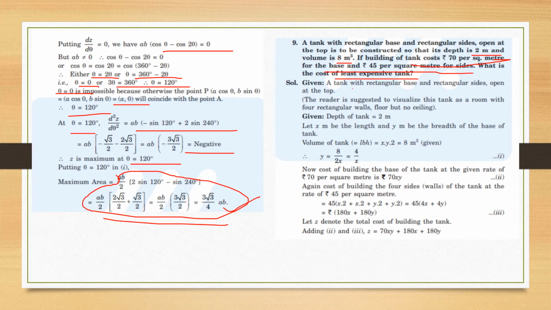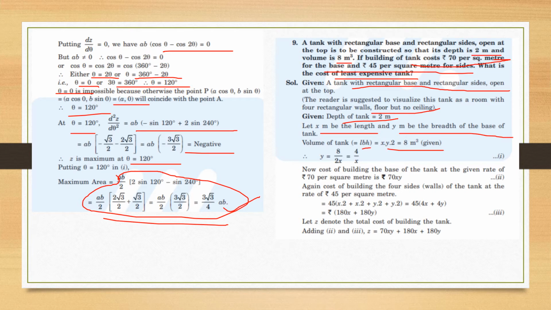So as this tank has a rectangular base and rectangular sides, imagine it as a room which has not only walls but a floor. Floor is there, walls are there, but there is no ceiling. So depth is this. x meter is the length, y meter is the breadth. Volume is LBH, which is given as 8 meter cube.